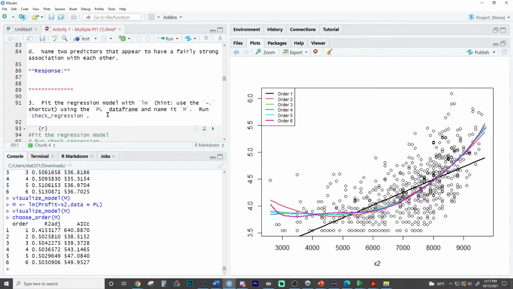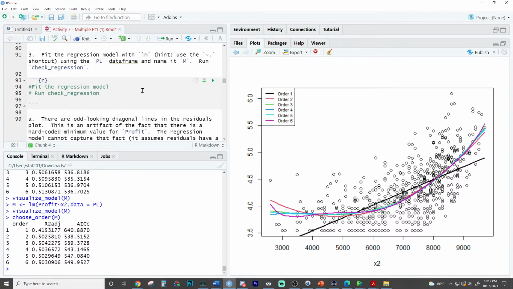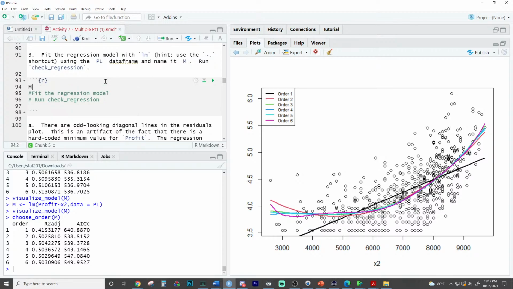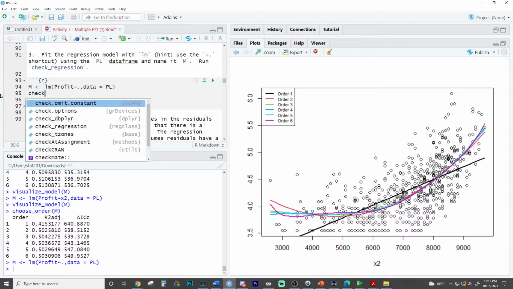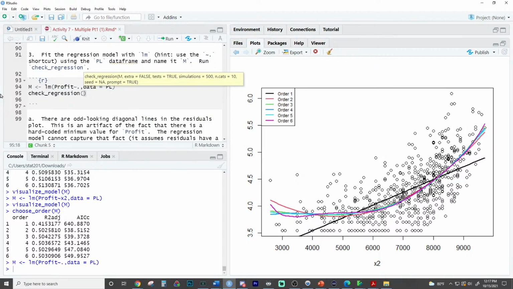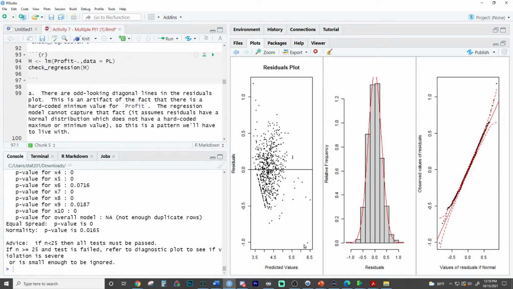Fit the regression model with the lm, using y tilde x comma data equals. So let's go ahead and do this right here. We're going to fit every single variable: profit tilde dot comma data equals PL. Run the check regression. Check regression just takes the model. Coding got a little bit easier.